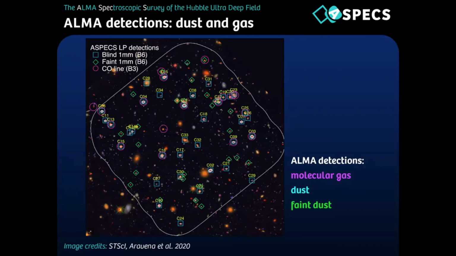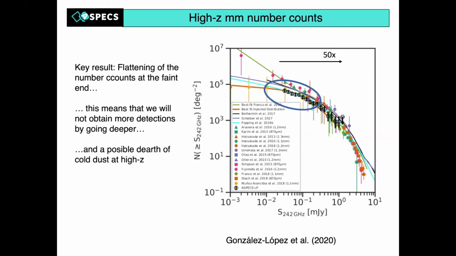So here we show which galaxies in the UDF are detected. Here you see the blind 1 millimeter detections in blue, and the faint 1 millimeter detections, which are actually based on priors. So you know that there is a galaxy there, and then you try to see whether there is a 3 to 4 sigma dust continuum, or sorry, CO detection and so on. And also the CO line detections in band 3 in magenta. So this is just to give you an idea of the kind of data that we have.